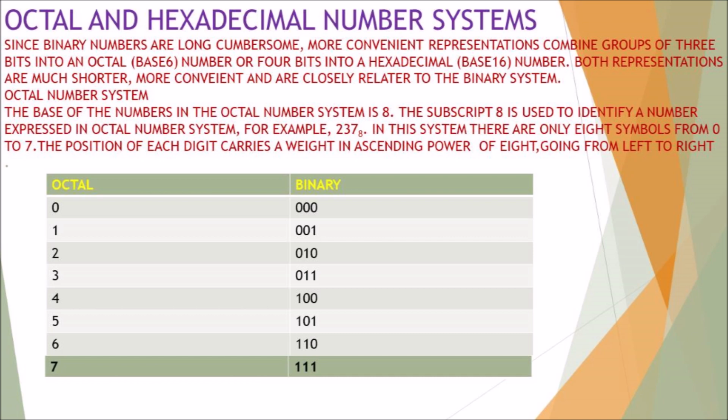Then you have to find the corresponding octal value for each and every group. Each 3 bits you have to convert to an octal number. For example, for 110 the octal number is 6, for 011 the octal number is 3, and for 111 the octal number is 7, which is given in the table. So for the given binary number, the equivalent octal number is 637, and the base value is 8. This is how we convert the given binary number into the octal number system.